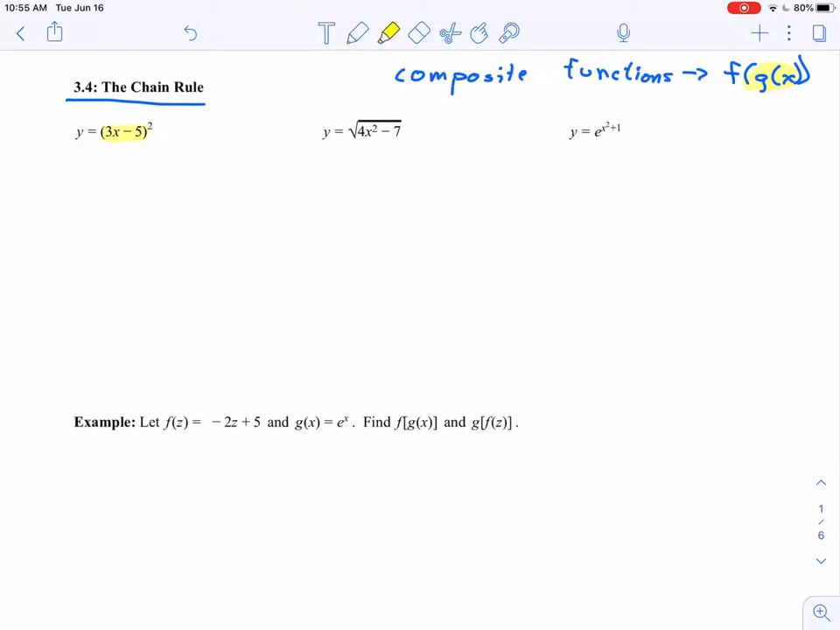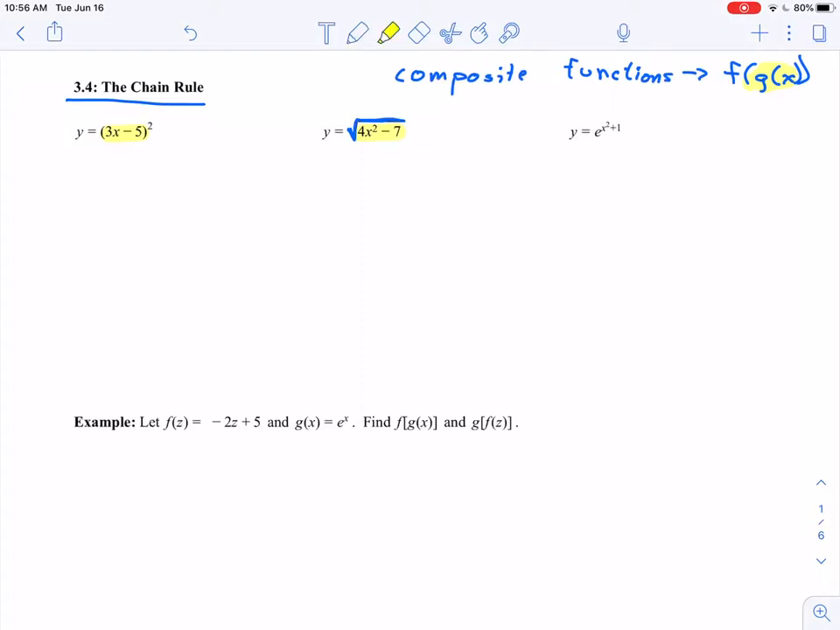Over here with the square root function, the inside function is that 4x squared minus 7. That is my g of x. That's my inside function. And then the outside function, f of x, is actually just that square root. So you would be talking about the square root function for your f of x, for your outside function.